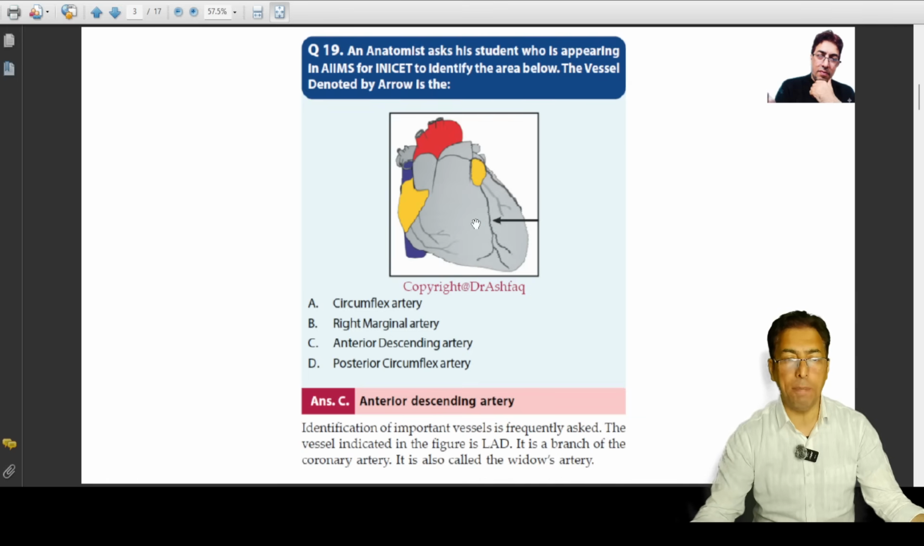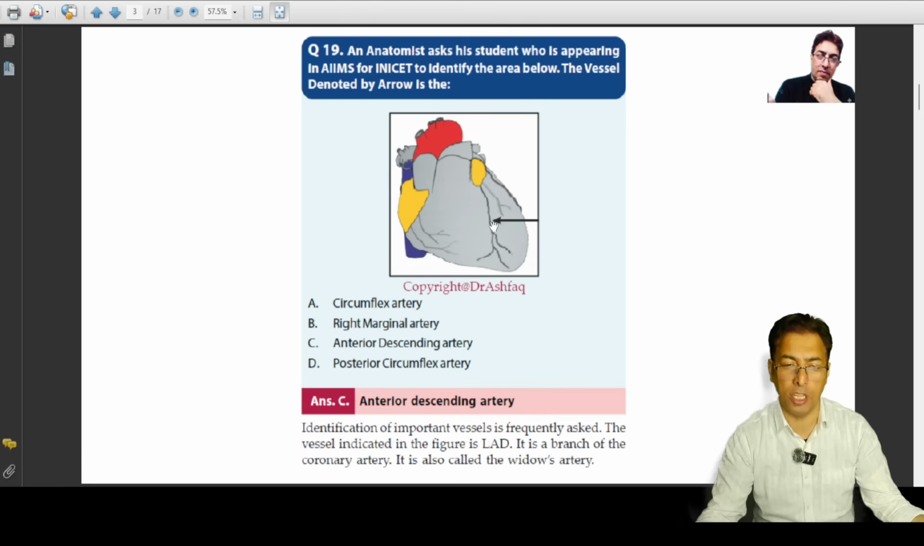Now, an anatomist asks his students appearing in AIIMS, INICET or INCET to identify the area below. The vessel denoted by the arrow is. Over here, there is this vessel and there is the arrow, and we are given options: circumflex artery, right marginal artery, anterior descending artery, and the posterior circumflex artery. As you are well aware of the anterior interventricular groove, in that lies the anterior descending artery, and this anterior descending artery is a branch of the left coronary artery, a very important vessel.